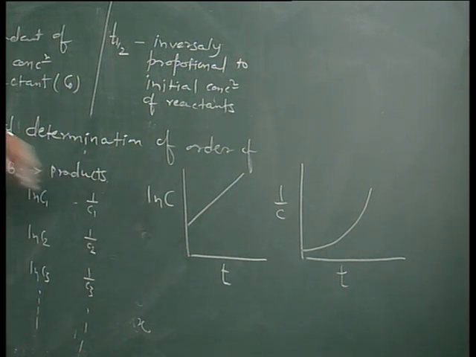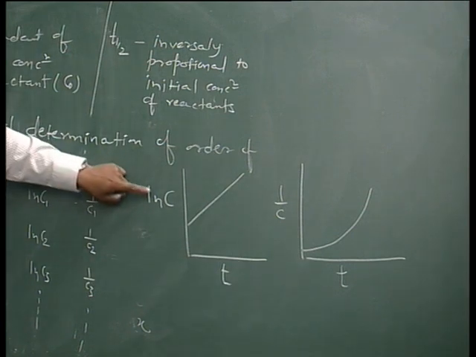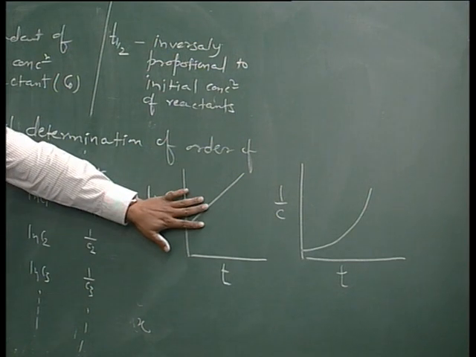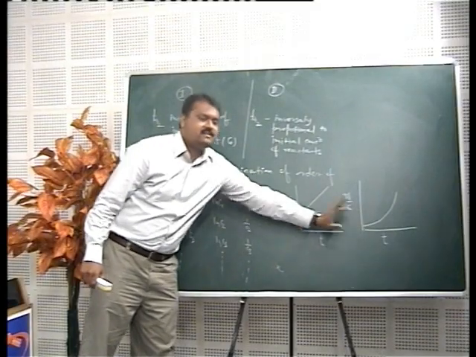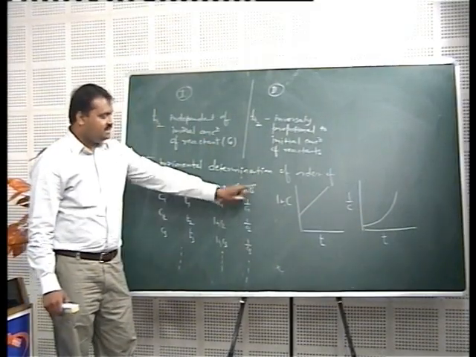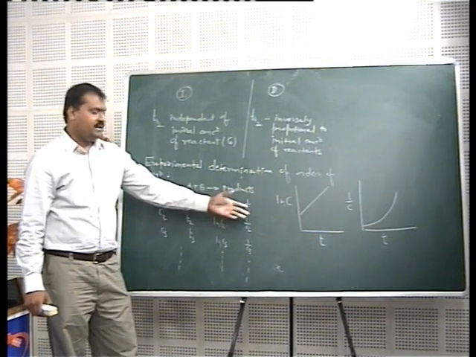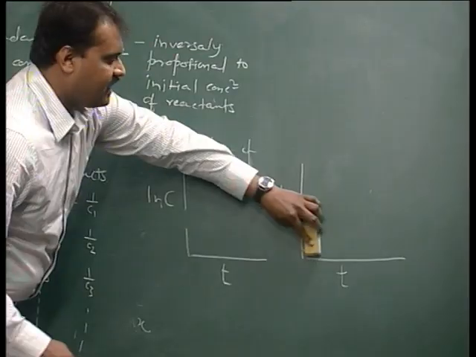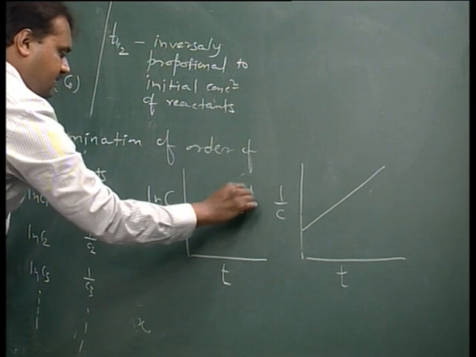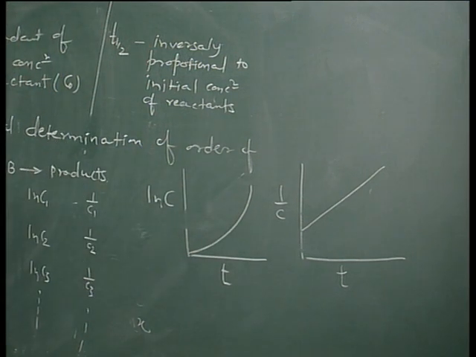Why? Because we already said that if the reaction is first order, then the plot of ln C against t will be a straight line, and if the reaction is second order, the plot of 1 by C against t will be a straight line. So if this kind of observation is there, we can say the reaction is first order. But instead of this, if the second graph is a straight line and the first graph is curved, then we can say that the reaction is second order. So in this way we can determine the order of a reaction.